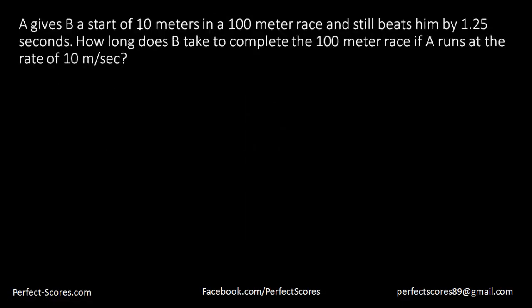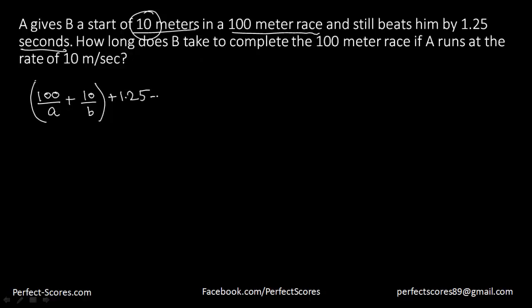So the question says that A gives B a start of 10 meters in a 100-meter race and still beats him by 1.25 seconds. So time taken by A to cover 100 meters is going to be this, and he gives a head start of 10 meters. That means B first runs 10 meters and then only he's able to finish up the time over here. So that means this over here is going to fall short of 1.25 seconds. That will actually give me the total time taken by B to cover the whole race. So this is what we have.